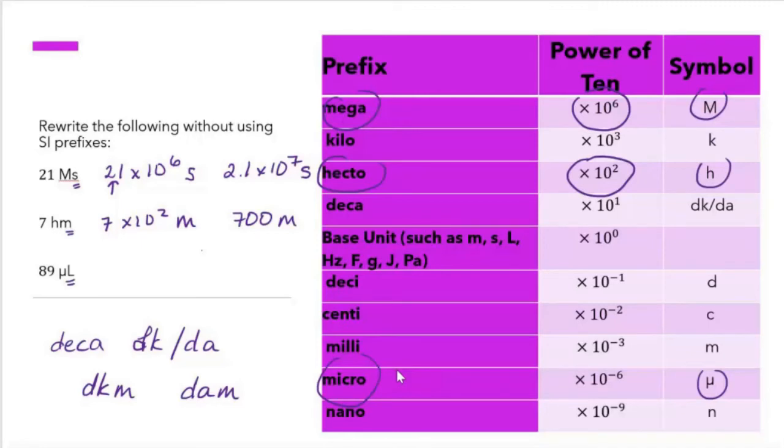And finally, 89 microliters. Well, micro is 10 to the power of negative 6. So here we have 89 times 10 to the power of negative 6 liters.